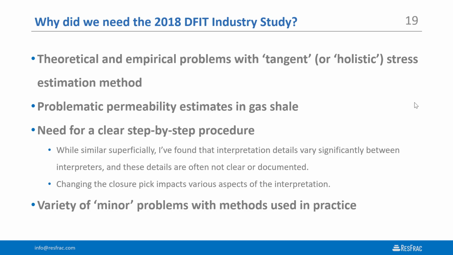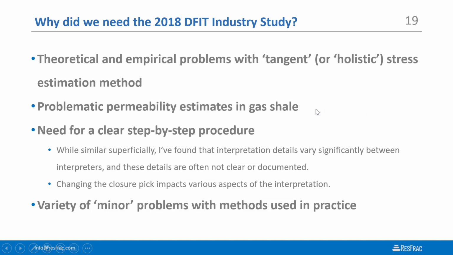Prior to that study, I'd already done work at UT with Sharma and Kramer and Hojung Jiang showing the problems with these widely used methods for estimating stress, which I'll call the tangent method or holistic method. I'll discuss them later. There are other problems. I'll mention some other minor problems with methods used in practice, at least one of those later, but I won't go through all of them. And also some problematic permeability estimates in gas shale.